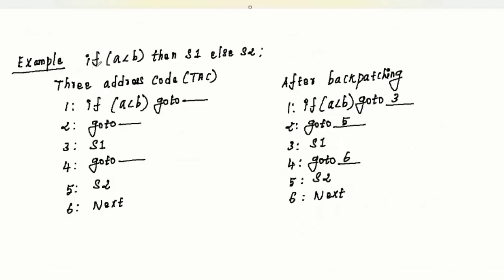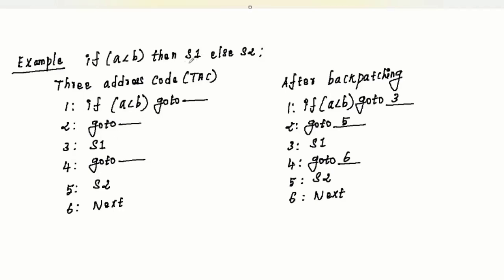In this example, if a less than b, then statement 1 is executed. In case the condition is false, statement 2 is executed. First, generate intermediate code or three address code. If a less than b, go to blank space. So we don't know where to jump. In case the condition is false, give a blank space. We don't know where to jump.